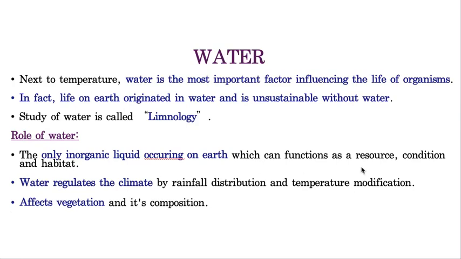And the next one, water also regulates the climate. I already told you in the condition, water regulates the climate in the form of humidity, and it also affects the vegetation, and it also decides the composition of vegetation. If more rainfall, the more greenery you can see. If less rainfall, you see less vegetation. So water also decides the vegetation of the earth planet.